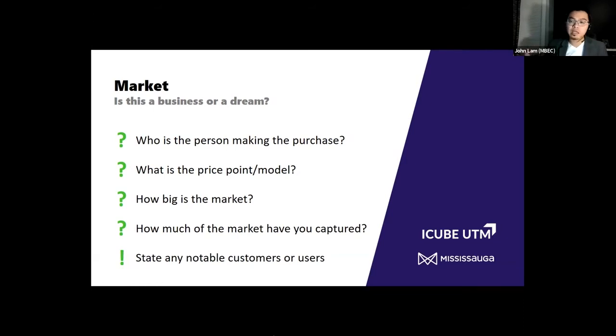How big is the market? Going back to the big stats, right? And the market trends. How much of the market have you captured? That's your sales. That's your letters of intent. Those are your pre-orders. And then state any notable customers or users. So if one of your customers is the Queen of England, and maybe you're selling gloves, and she bought your gloves, and you can see a picture of her on the news wearing your gloves, right? Like, that's really cool, right? That's a notable customer, right?